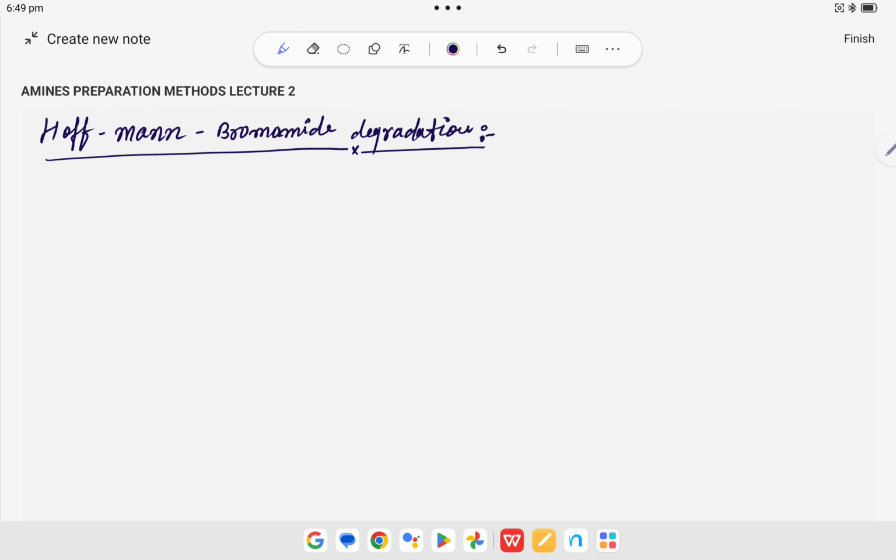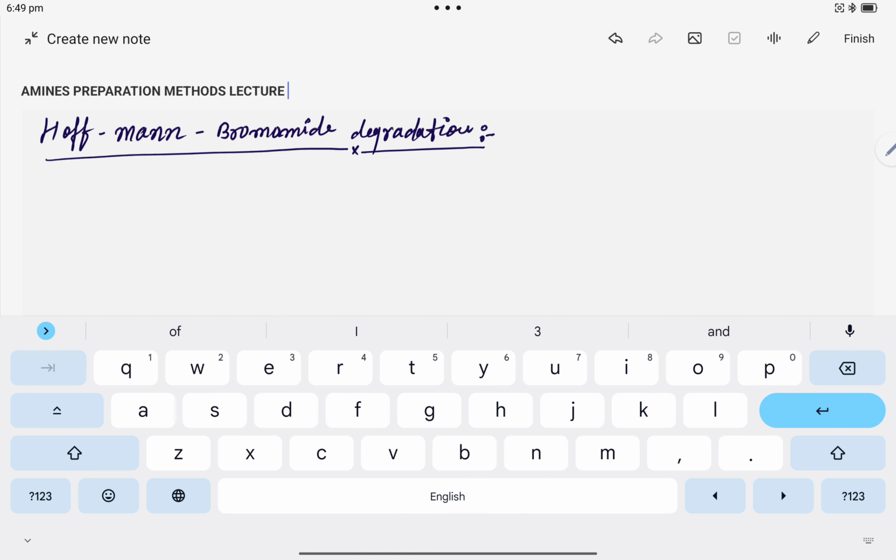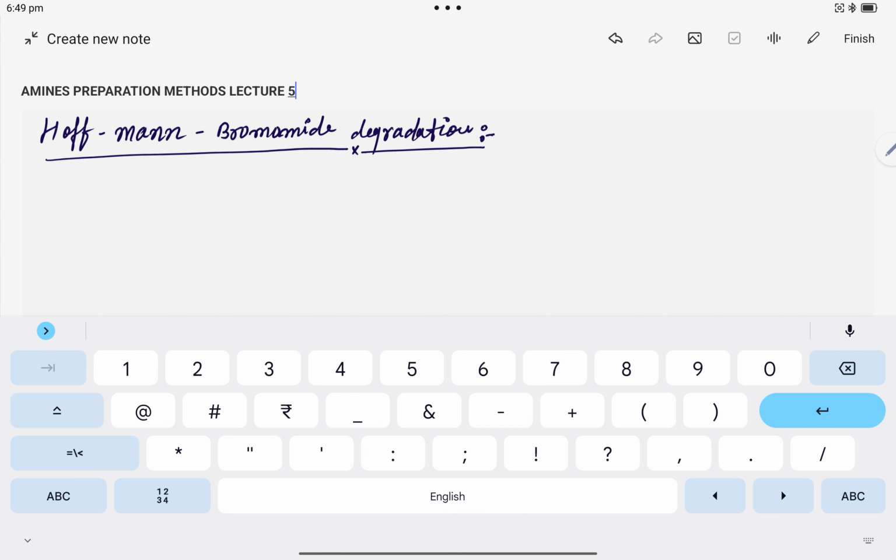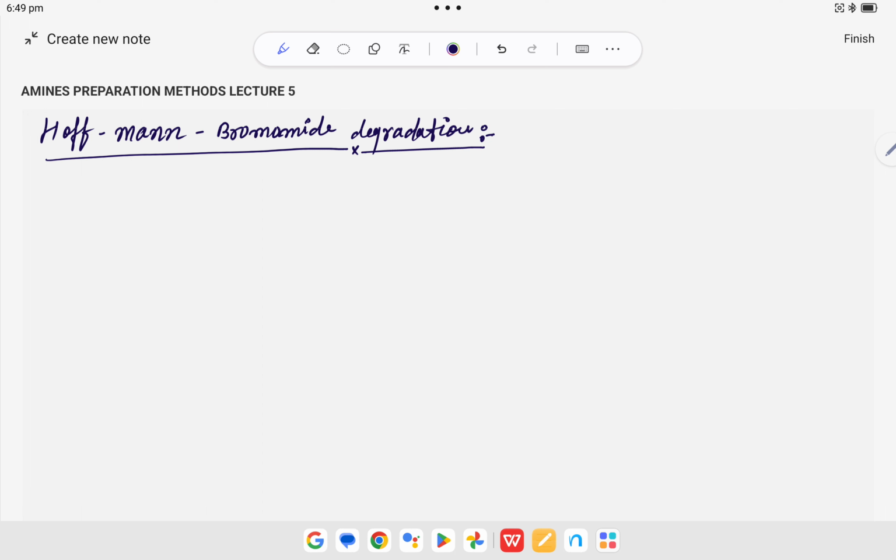In the preparation methods of amines, this is lecture number five: the Hoffmann-Bromamide degradation. Hoffmann is the name of the chemist. Bromamide means bromine plus amide we are going to use, and degradation means we will get a product with one less carbon unit.